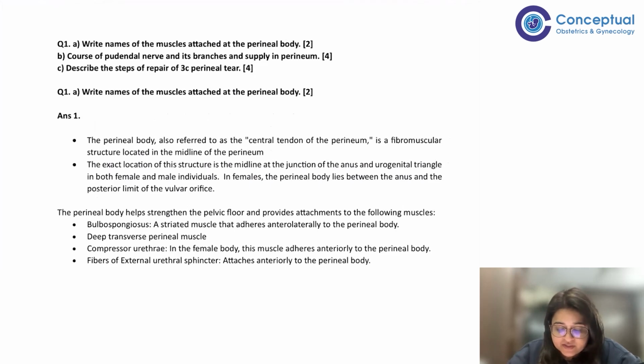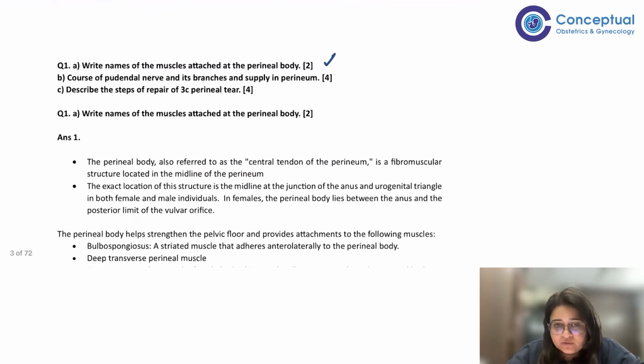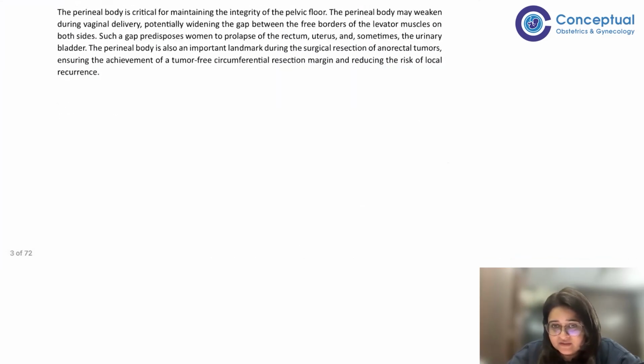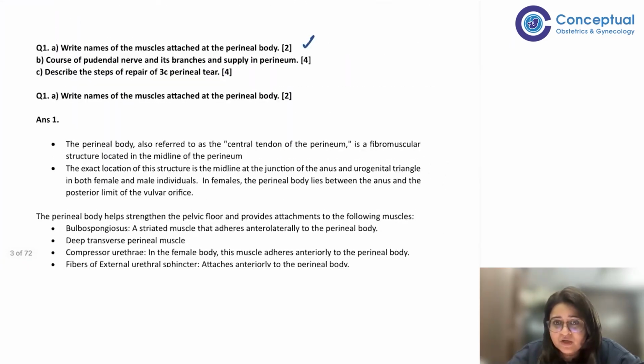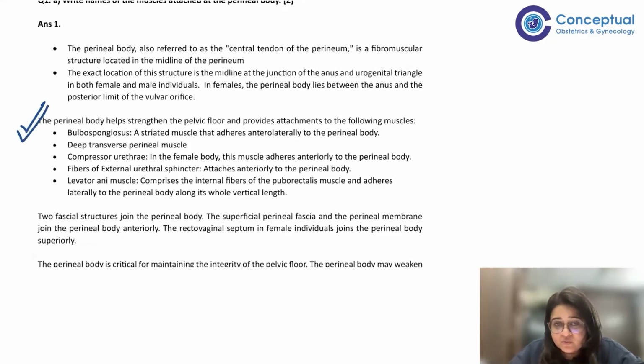The first question was: write the names of the muscles attached at the perineal body. Okay, so that was part A. And remember, although I have given it in a more detailed fashion, for a 2 mark question, you just have to mention this. And draw the diagram. Remember, in anatomy, in certain places you are expected to have images and diagrams attached, which really helps the examiner when checking.